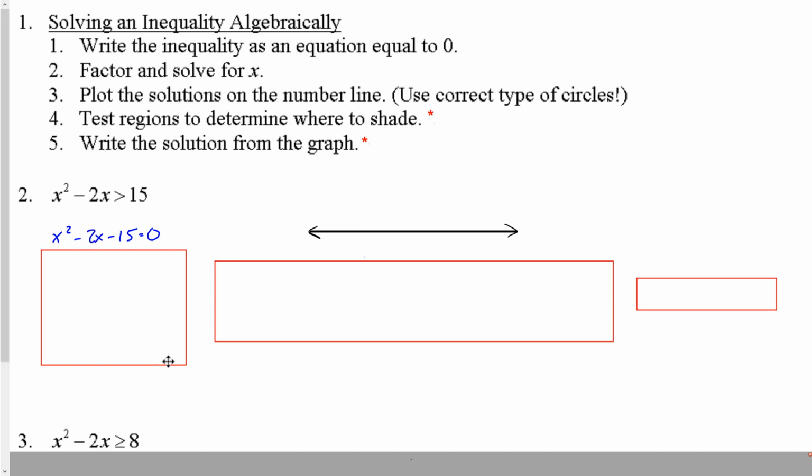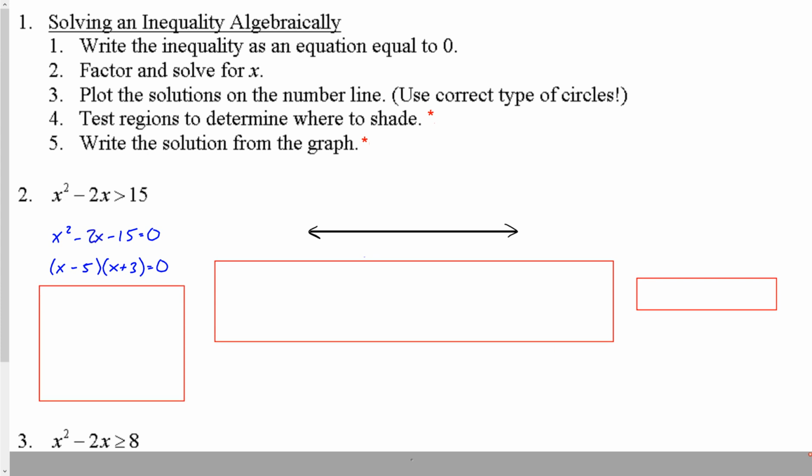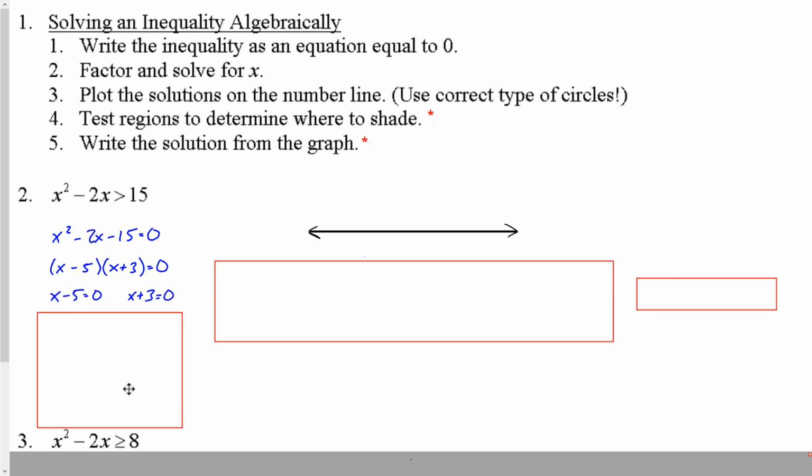So in order to factor x squared minus 2x minus 15, we have to think of two factors that multiply to be negative 15 and add up to negative 2. Those values would be negative 5 and positive 3. So x minus 5 times x plus 3 is the factored form of this equation. Now we take each of those binomials and set them equal to 0. And then lastly, we solve for our two values of x.